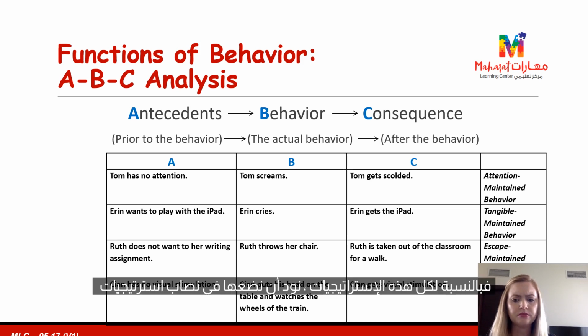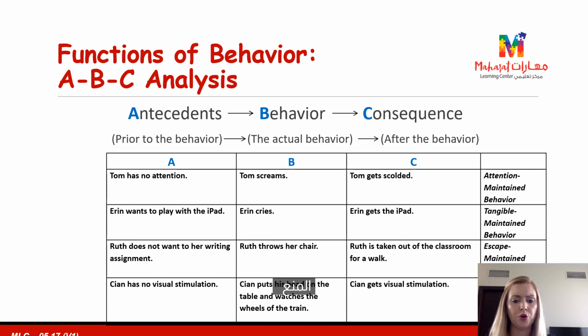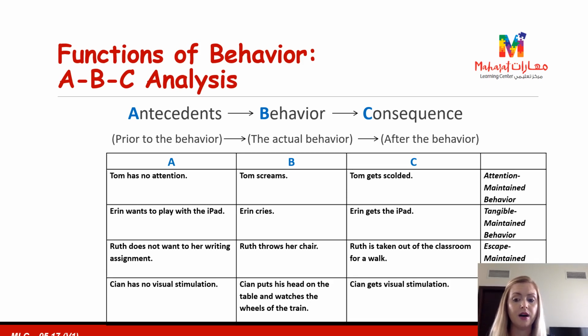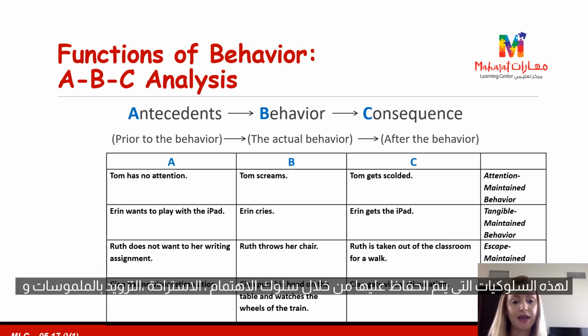So for all of these strategies, we would want to put in appropriate prevention strategies, skill acquisition strategies, and consequence strategies. So we want to prevent, replace, and respond to these behaviors that are maintained by attention, escape, tangible, and sensory.